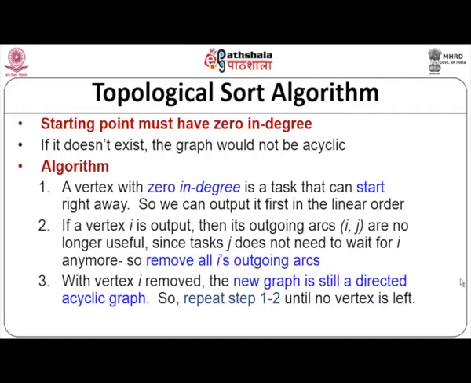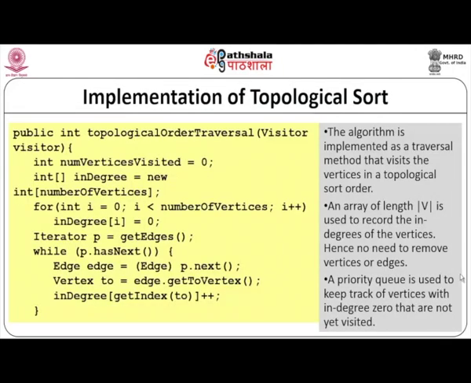If a vertex i is output, then all its outgoing edges are no more useful, since task j does not need to wait for i anymore. So, remove all its outgoing edges. When a vertex is removed, the new graph will still be an acyclic directed graph. So, repeat steps 1 and 2, find a vertex with in degree 0, until no vertex is left. So, these are the steps of the algorithm.